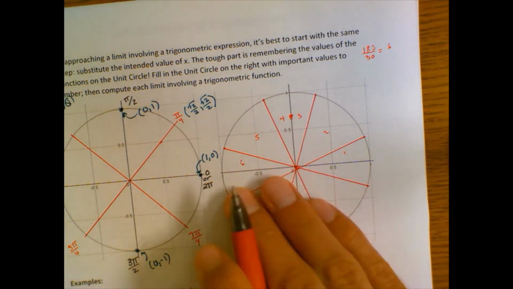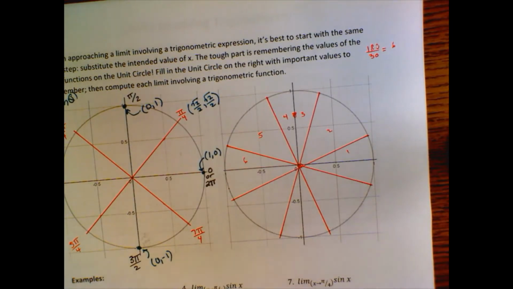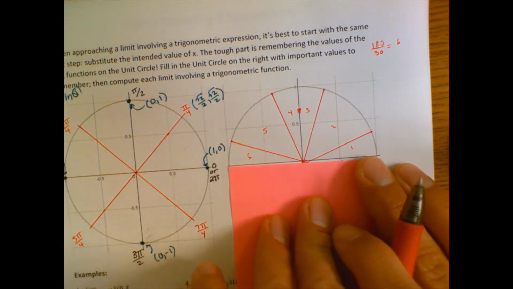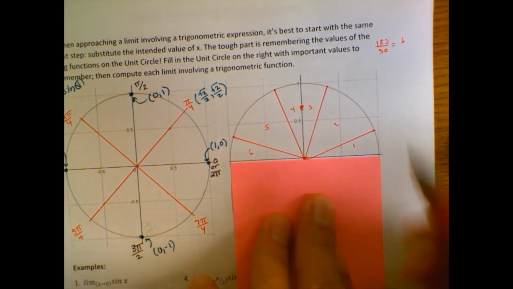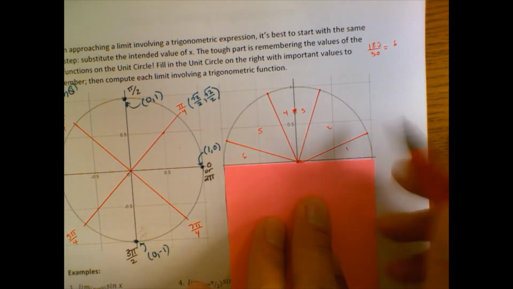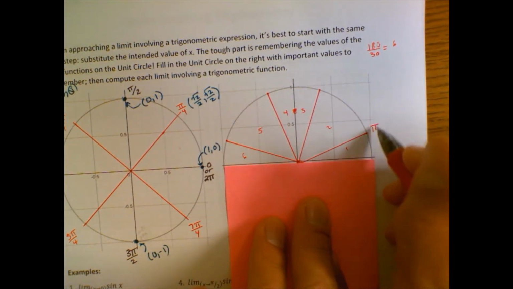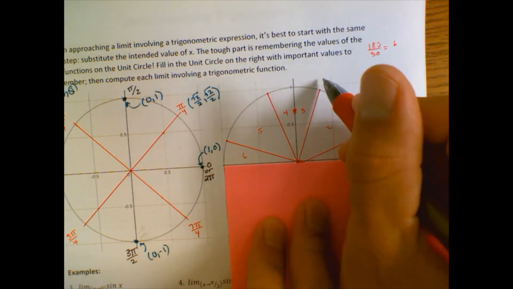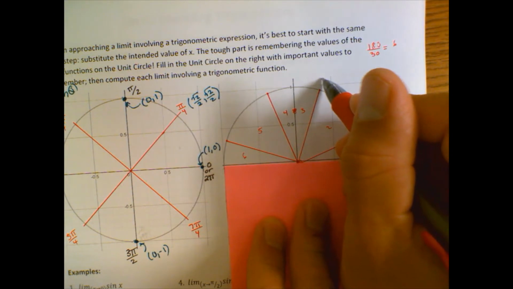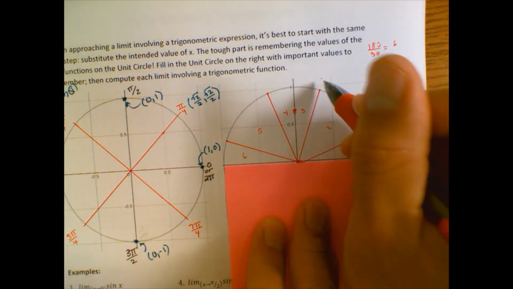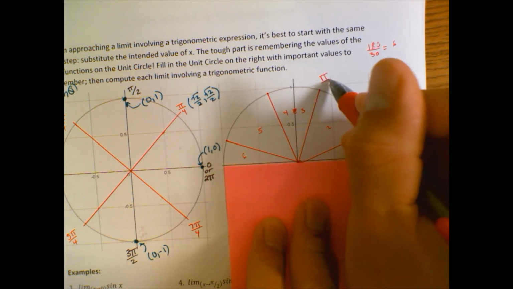You're going to have 6 pieces, and these pieces should be congruent, but I did not draw them very nicely, so they don't appear to be congruent. But I'm doing the best that I can, okay, with just trying to eyeball this. So here we go. At this piece, it's pi over 6, and at the next one, it would be 2 pi over 6, which reduces to pi over 3.